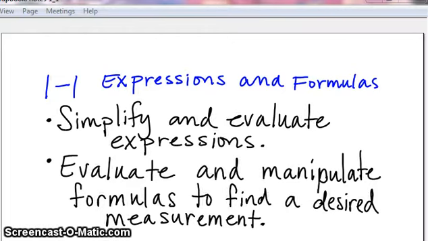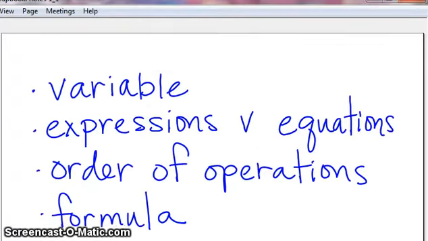Okay, the first section of Chapter 1 is expressions and formulas. We're also going to get into the order of operations. We're going to simplify and evaluate expressions, and we're going to evaluate and manipulate formulas to find a desired measurement. Some vocabulary that we're going to encounter are variable, expressions versus equations, order of operations, and formula.